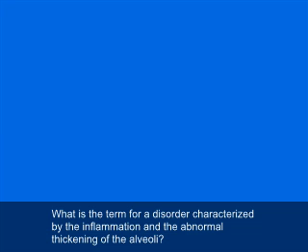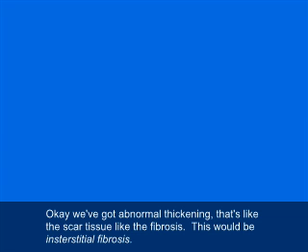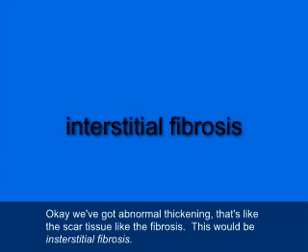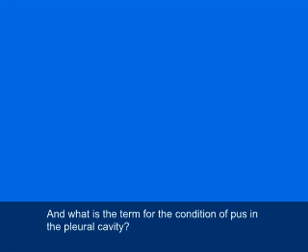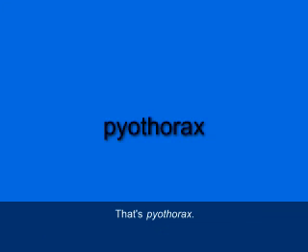What is the term for a disorder characterized by the inflammation and abnormal thickening of the alveoli? Okay, we've got abnormal thickening. That's like the scar tissue, like the fibrosis. And this would be interstitial fibrosis. And what is the term for the condition of pus in the pleural cavity? That's pyothorax.